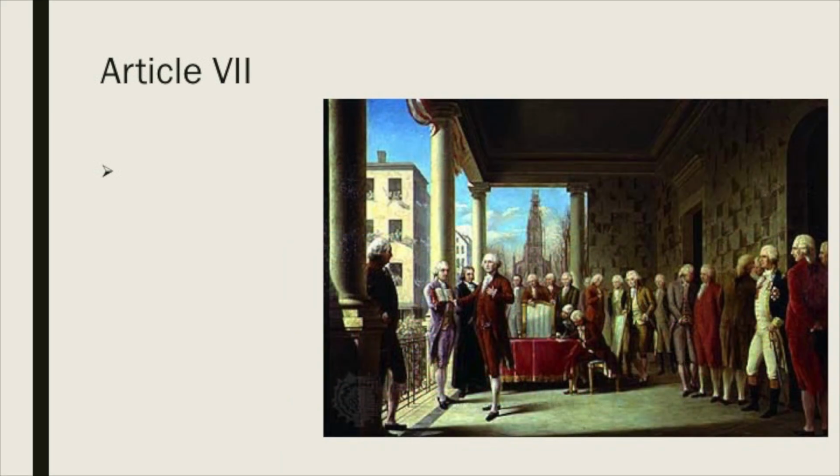The final clause of the Constitution is Article 7, and it is the shortest. Article 7 outlines how the Constitution can be ratified, and as we discussed previously, it required 9 states to approve it before the Constitution could go into effect.